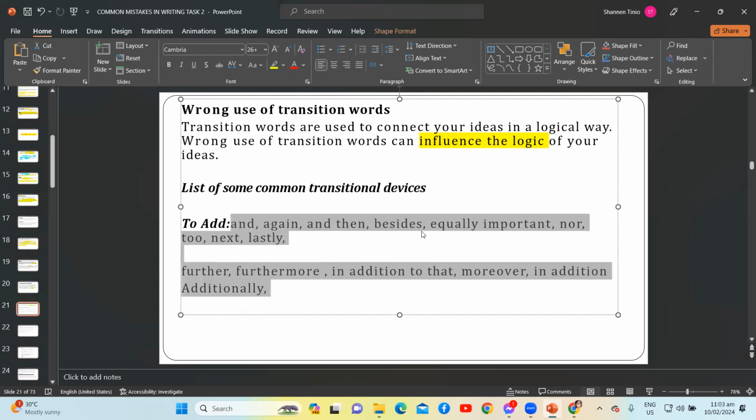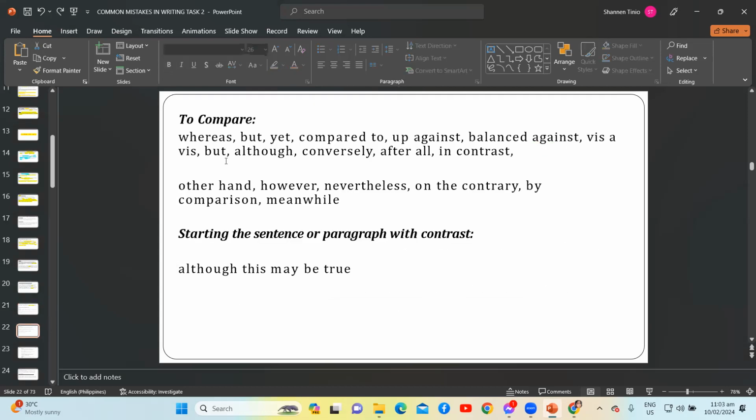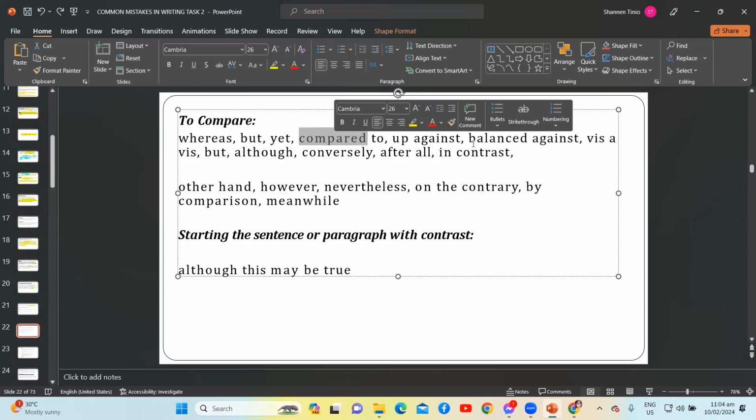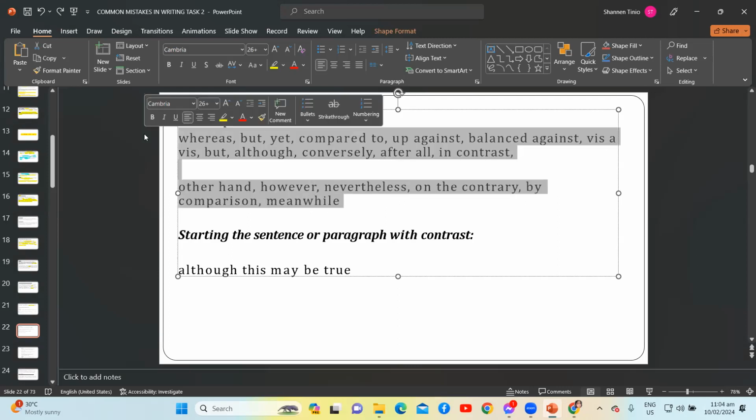Like, additionally, and, again. Ngayon naman, if gusto mong mag-compare, if you want to compare two ideas or two specific things, you can use these transition words. Whereas, but, yet, compared to, against, balance against, vis-a-vis, but, although, conversely, after all, in contrast. On the other hand, however, nevertheless, on the contrary, by comparison, meanwhile. All these you can add. Okay? Let me give an example first.